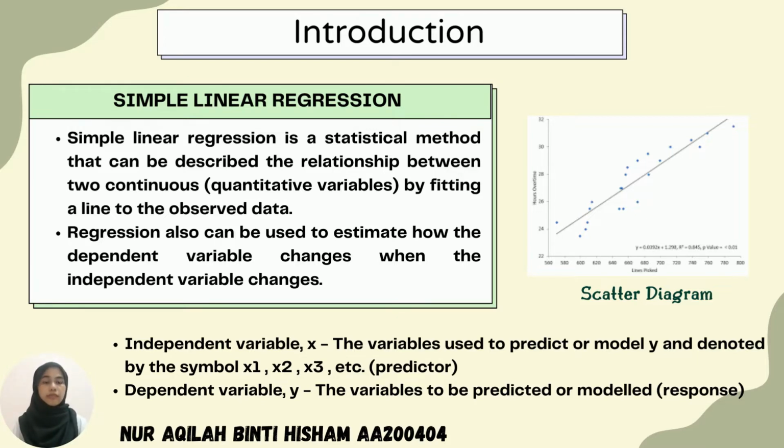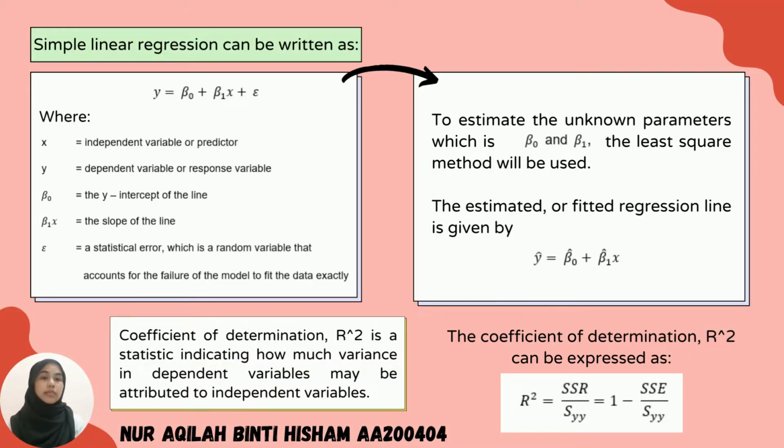Independent variable can be defined as the variable used to predict or model y and denoted by the symbol x1, x2, x3, or it can be called a predictor, while dependent variable can be defined as the variable to be predicted or modeled, or it can be called a response. Simple linear regression can be written as y equals beta naught plus beta 1 x plus error. However, to estimate the unknown parameters, beta naught and beta 1, the least squares method will be used.